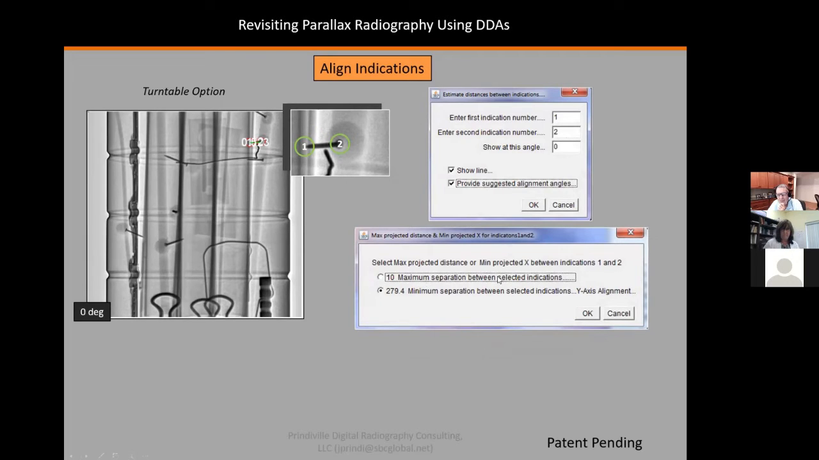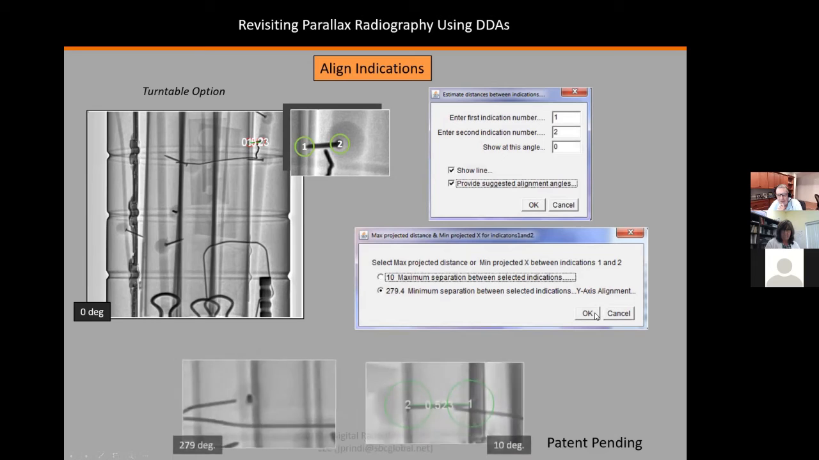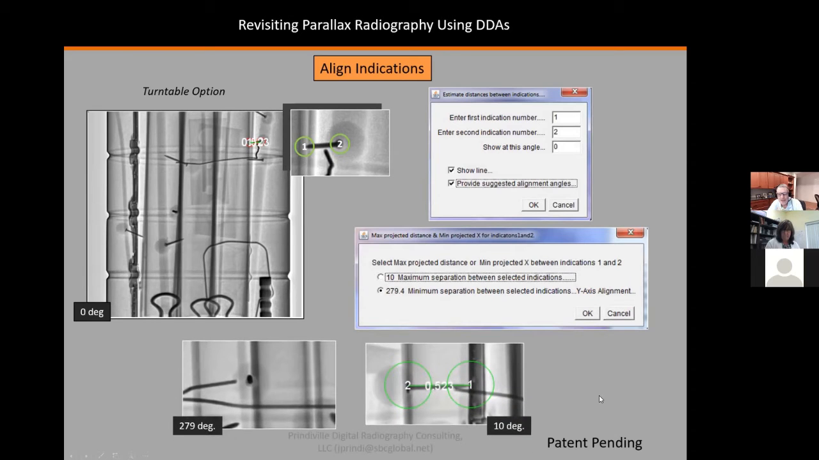If I want maximum separation between the indications, in other words, I want to shoot down 90 degrees to the pin, then 10 degrees might be my angle. If I want minimum, or if I want to shoot down from the point to the head, then my angle should be about 2.79. So here I am at 10 degrees, shooting perpendicular to that pin head, and the pin measures 5.23 inches.